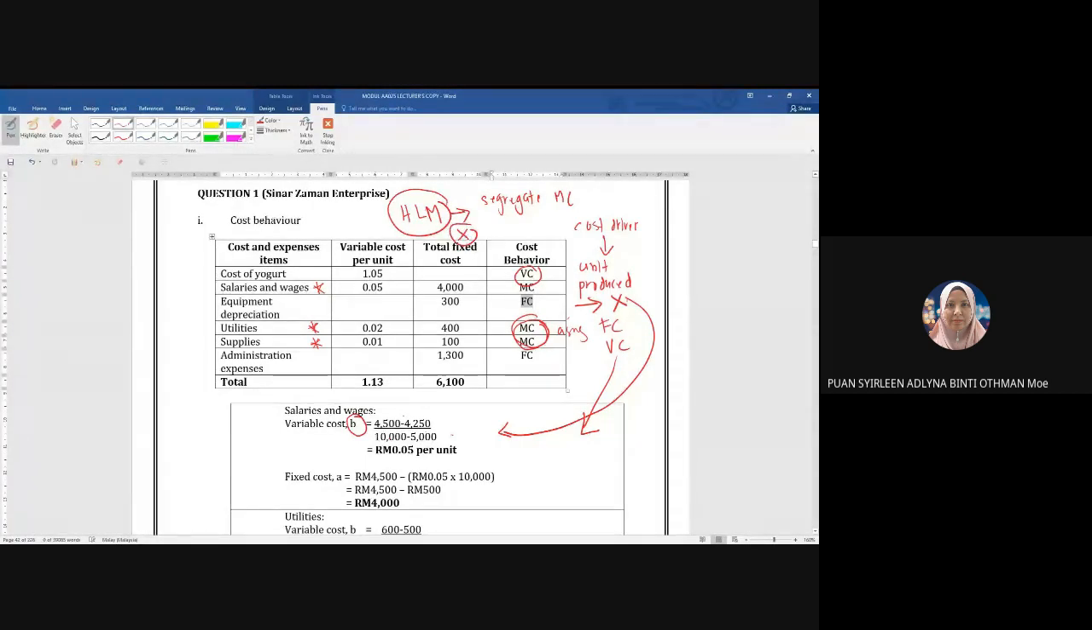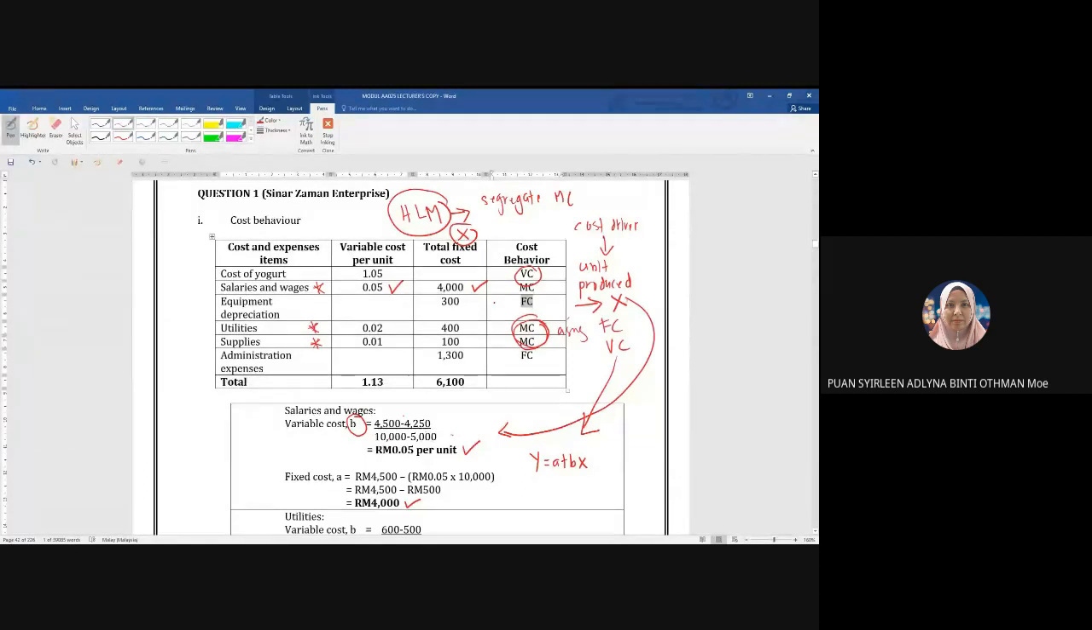Alright. Okay, so variable cost, kita akan dapat 5 cents per unit. So you gantikan 5 cents ni dalam Y equals to A plus BX. Alright, so you akan dapat fixed cost equals to 4,000. So untuk salaries and wages, my variable cost is 5 cents, my fixed cost is 4,000. Okay, so that is for salaries and wages.